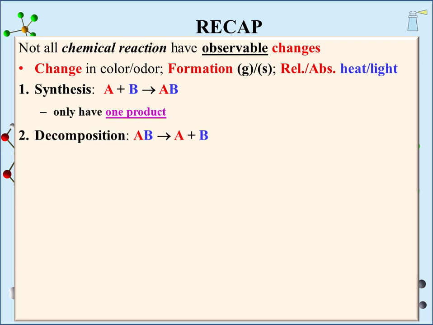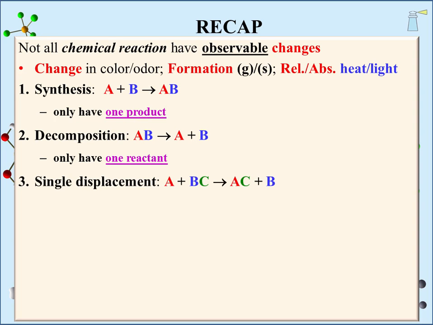The opposite of this reaction is the decomposition reaction. AB decomposes to produce A plus B. Often heat is involved to facilitate the decomposition. These reactions generally only have one reactant. In a single displacement reaction, A reacts with BC to produce AC along with B. These reactions are noted by having a single free element that replaces an element in a compound.